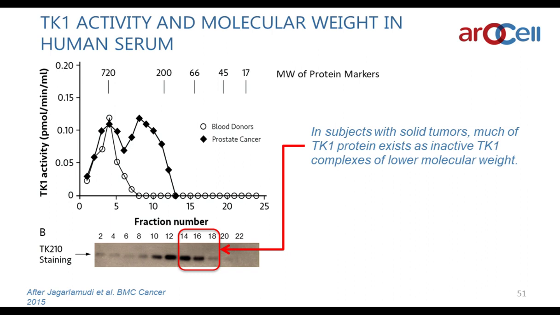The open circles show the distribution of enzyme activity in blood donors. The black diamonds show the distribution in a subject with prostate cancer. And underneath, you have the Western blotting for each of these fragments. I want to draw your attention to fractions 14 onwards, where there's a strong immunological expression of TK1, but no enzyme activity. So in subjects with solid tumors, the ELISA assay is more sensitive because it picks up these TK1 forms which lack or have low enzyme activity.